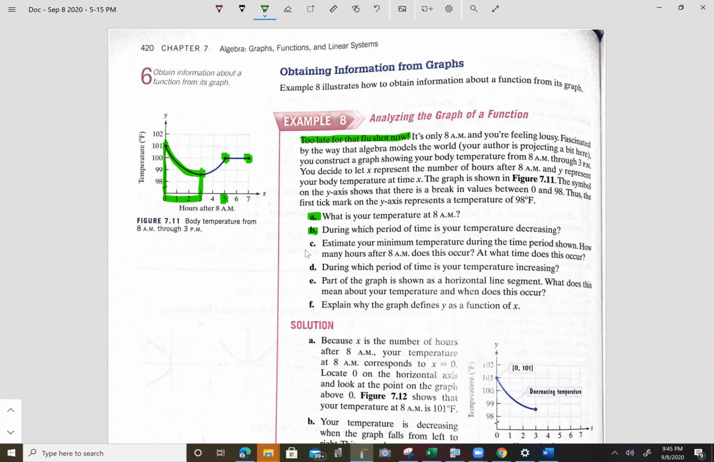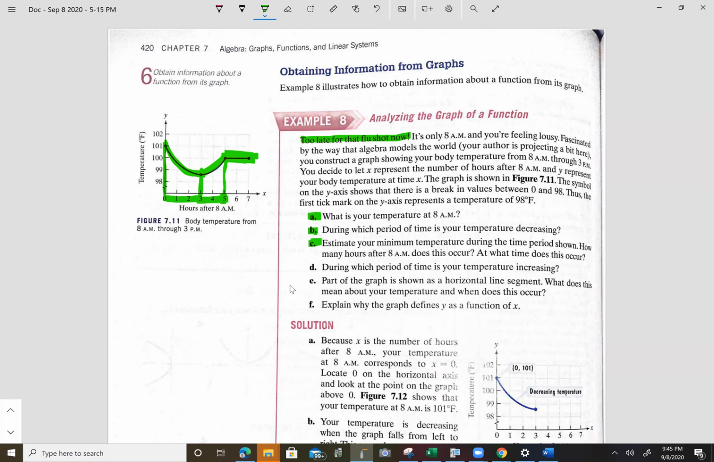So we just did C. D, during which period of time is your temperature increasing? Well, that is from 11 all the way until 1, right? That time period right there from 11 to 1. And part of the graph shown is a horizontal line segment. What does this mean? This horizontal line segment just means your temperature is staying that way for those 2 hours.